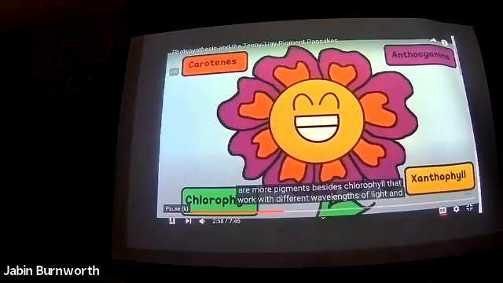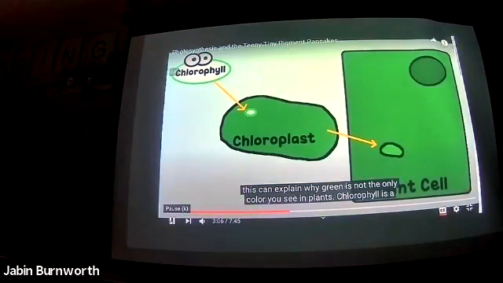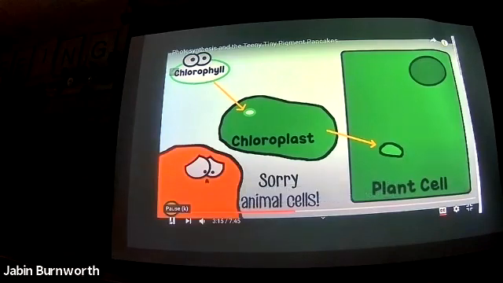There are more pigments besides chlorophyll that work with different wavelengths of light, and this can explain why green is not the only color that you see in plants. Chlorophyll is a pigment found in the chloroplast of plant cells. Convenient, they sound similar. This amazing organelle is not found in animal cells.